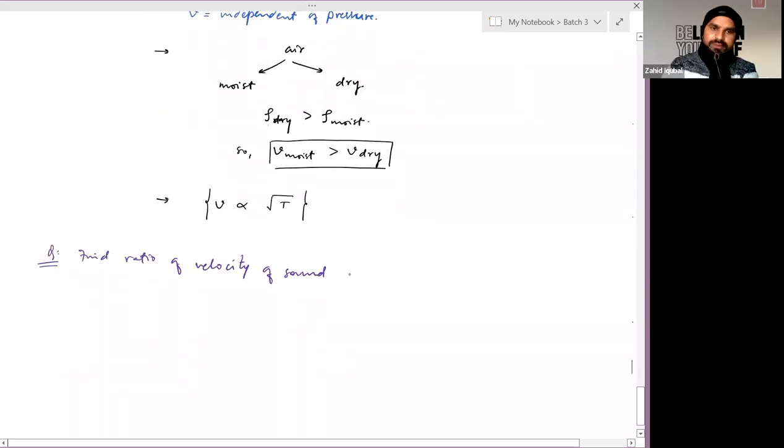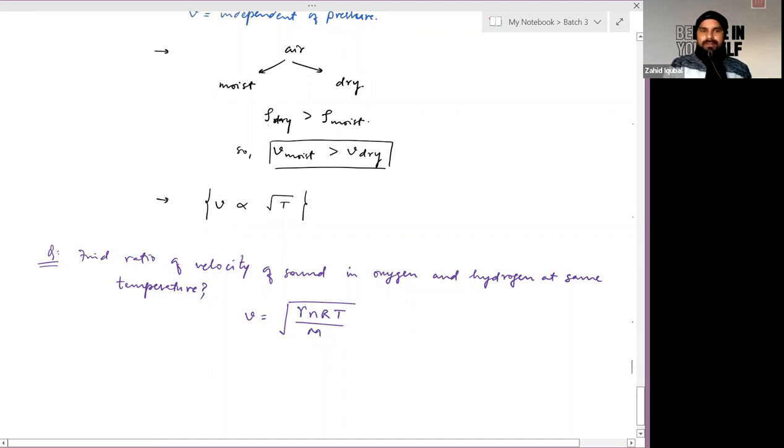Find ratio of velocity of sound in oxygen and hydrogen at same temperature. Just use velocity equals to root under gamma nRT divided by M, where gamma is ratio of specific heat and M is its molecular mass. Put their values and divide it. You'll get your answer.